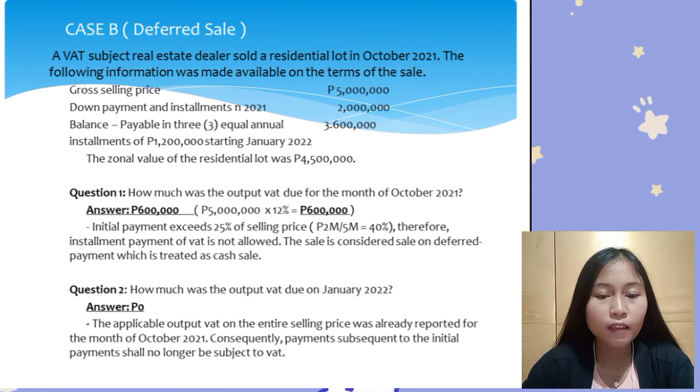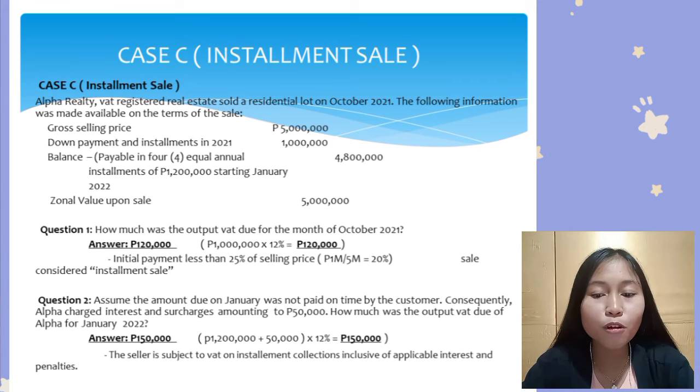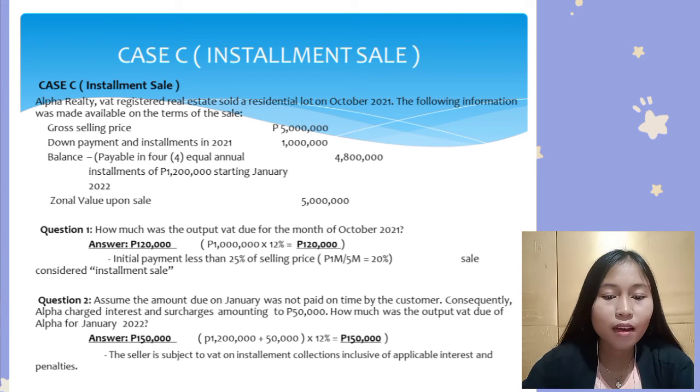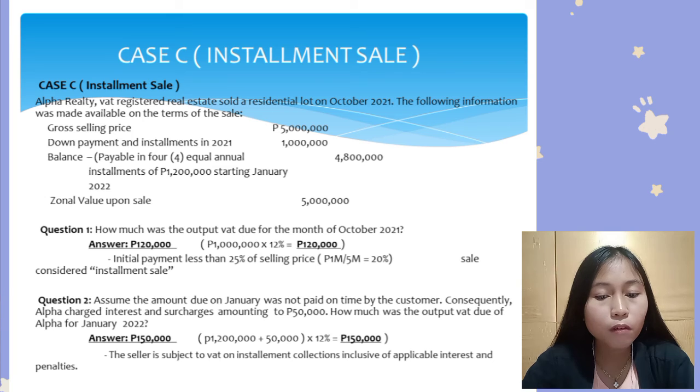Okay, so let's proceed to case C. In case C, it's all about the installment sale. So this is the illustration. Alpha Realty, a VAT-registered real estate seller, sold a residential lot in October 2021. The following information was made available on the terms of the sale. Gross selling price, 5 million pesos. Down payment installment in 2021, 1 million pesos. Balance payable in 4 equal annual installments of 1,200,000 pesos starting January 2022.